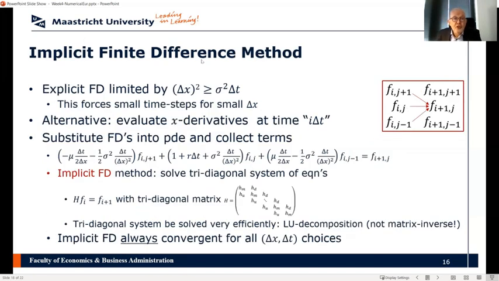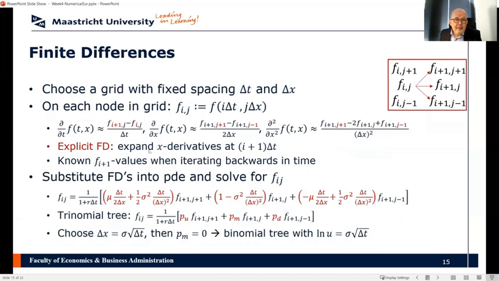There is, however, an alternative numerical method, and this is known as implicit finite difference. So what does implicit finite difference do? It says, well, here I evaluated the x derivatives at the time point i plus 1, but maybe it's more logical to evaluate them differently, because I am in this node here, so I want to look around where I am in the x direction. I can evaluate these derivatives at the i time point.